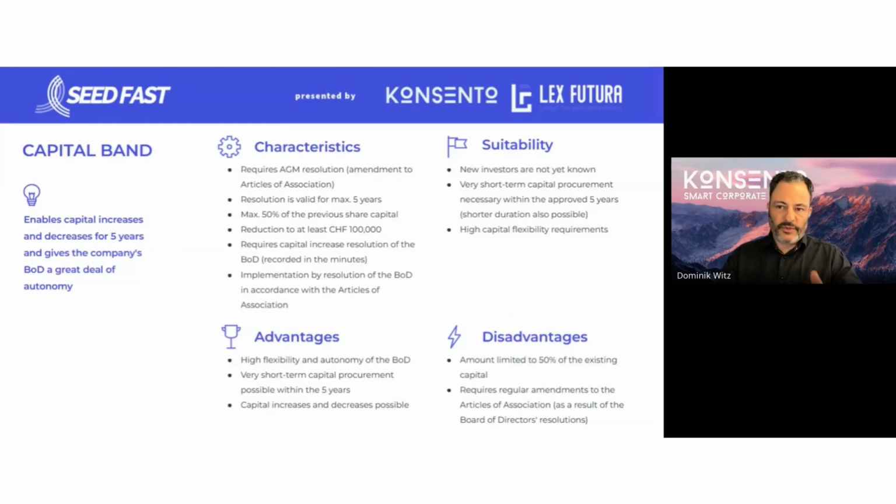After each of those steps, the articles of association need to be updated together with the notary public and then also filed with the commercial register.